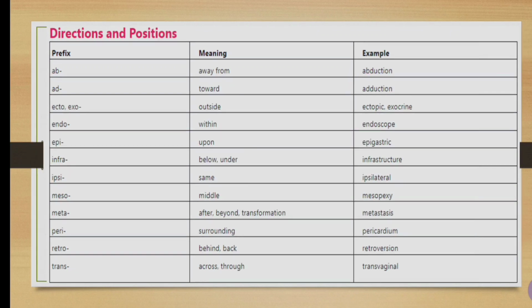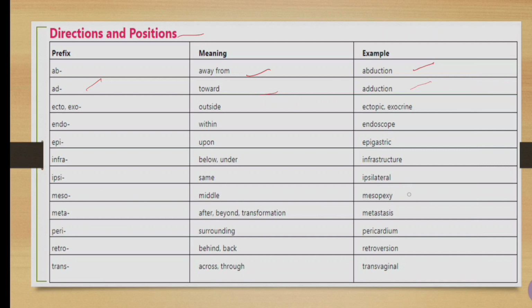Let us see some prefixes related to directions and positions. Ab means away from, for example abduction. Ad means towards, for example adduction. Ecto or exo means outside, for example ectopic or exocrine. Endo means within, for example endoscope. Epi means upon, for example epigastric. Infra is below, under, for example infrastructure. Ipsi means same, example ipsilateral.